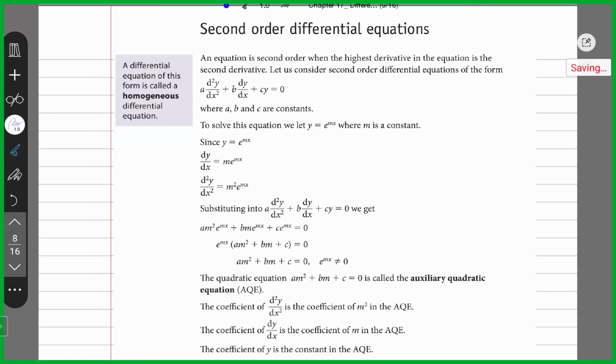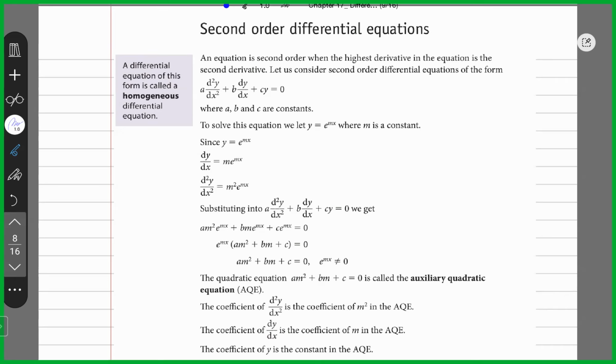So, second order differential equations. An equation is second order when the highest derivative in the equation is the second derivative. Let us consider a second order differential equation of the form a d2y by dx squared plus b dy by dx plus cy is equal to 0. I'm reading that from the shaded box to the left. A differential equation of this form is called a homogeneous differential equation, where a, b, and c are constants.